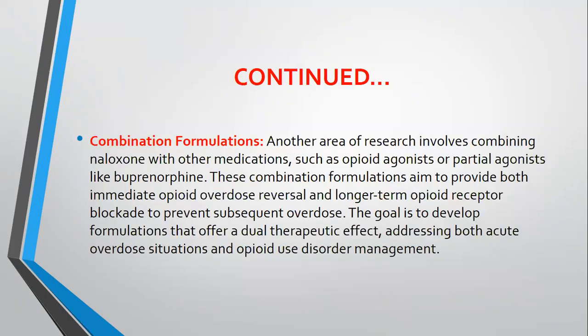Combination formulation. Another area of research involves combining naloxone with other medicines such as opioid agonists or partial agonists like buprenorphine. These combination formulations aim to provide both immediate overdose reversal and long-term opioid receptor blockade to prevent subsequent overdose. The goal is to develop formulations that offer a dual therapeutic effect, addressing both acute overdose situations and opioid use disorder management.